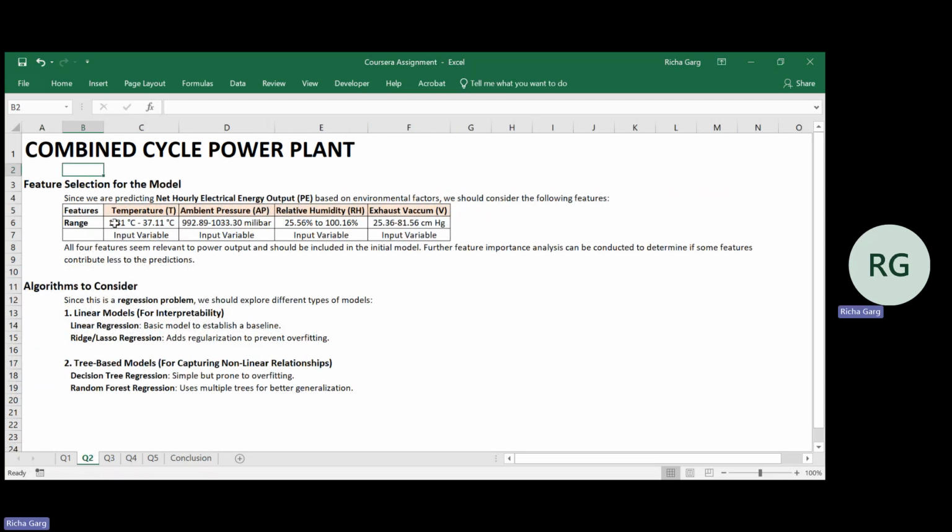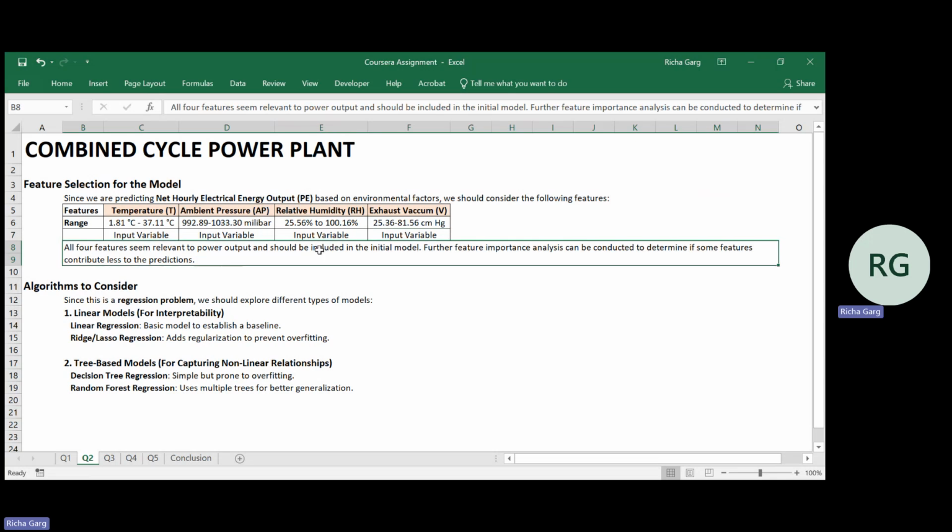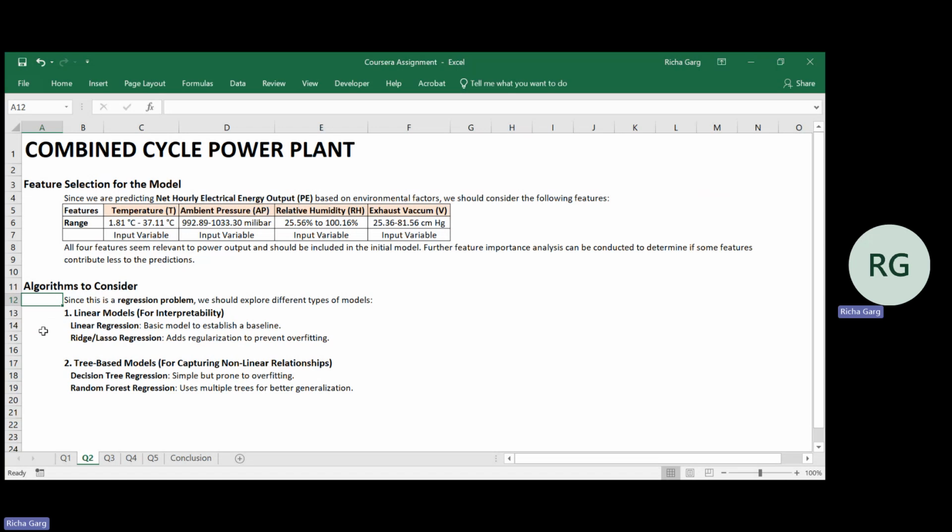In the feature selection, for the time being, I've taken all the features, and all the features or input variables seem relevant to me for the output given. Algorithms to consider, as I mentioned, I am using regression. I'll be using linear regression, and further in the journey, I'll be using decision tree regression also to understand the nonlinear relationship between the input and output variable.